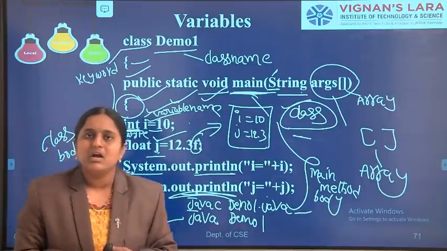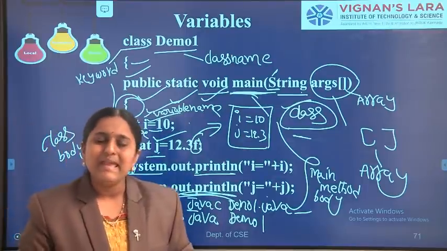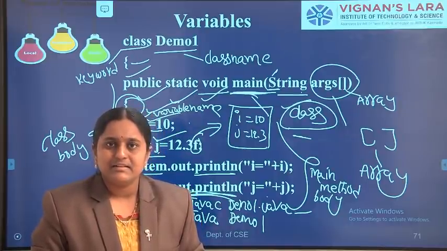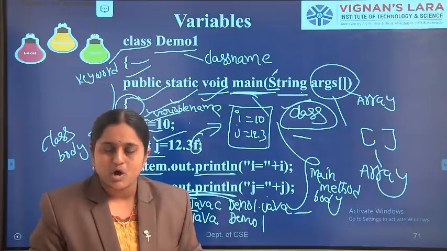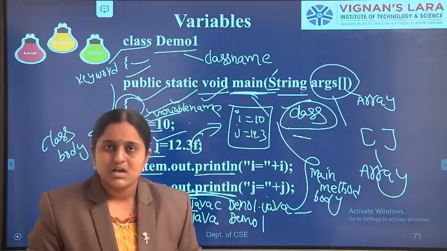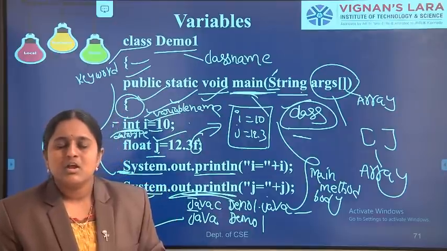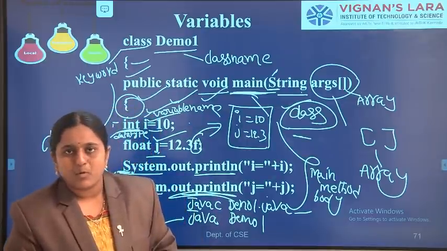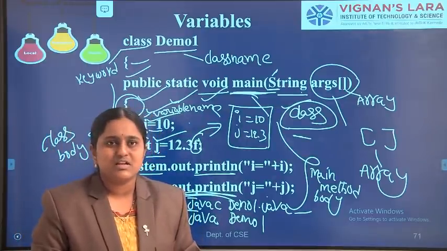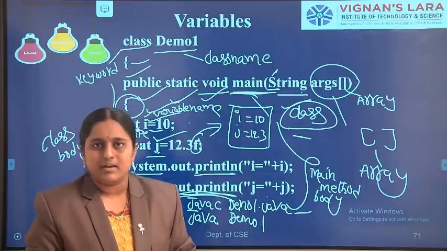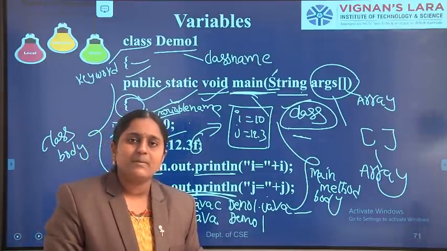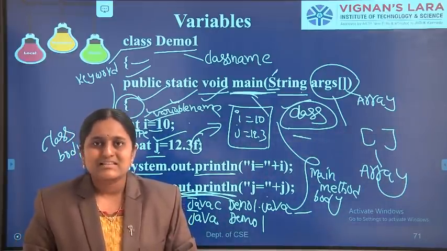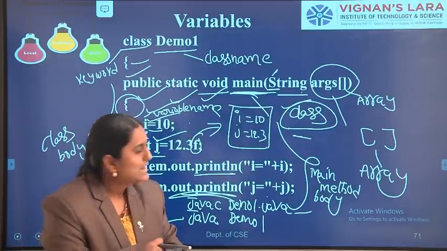This is about local variables. What is a local variable? Any variable defined within a method, within a constructor, or within a block is a local variable. What is the lifetime of local variables? They are visible only within the method, constructor or block. Outside the constructor or method, we can't access the local variables. Access modifiers cannot be used with local variables. This is an important point related to local variables.